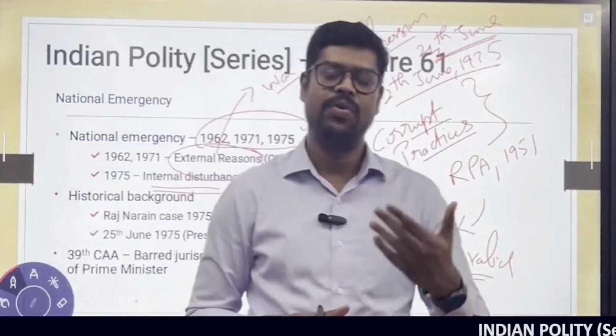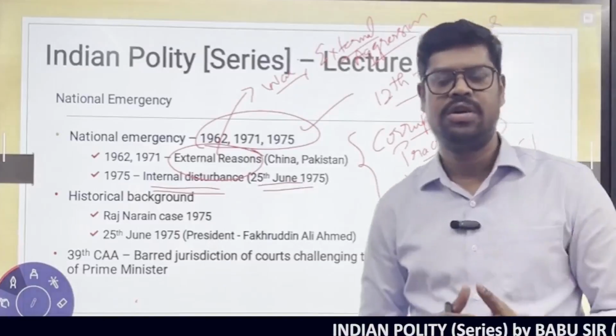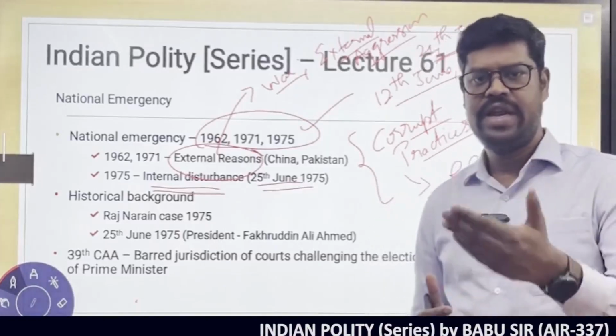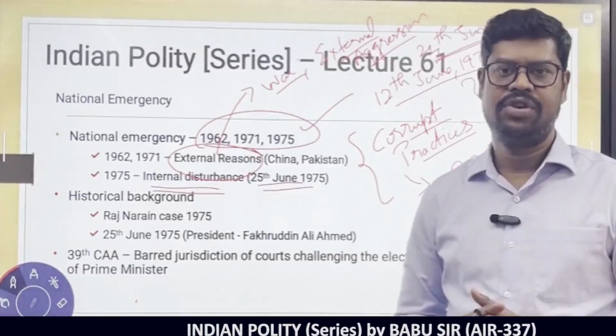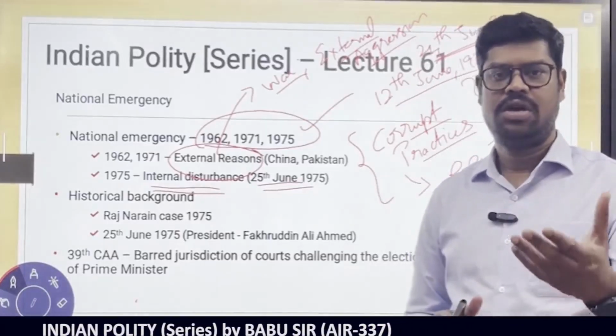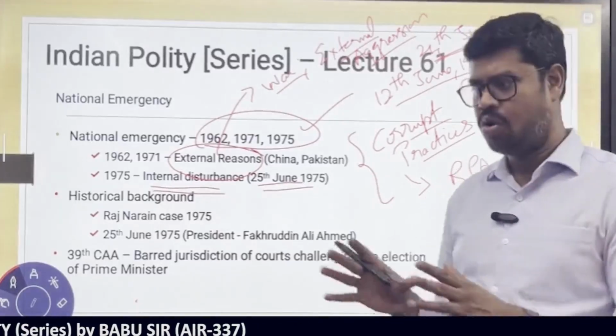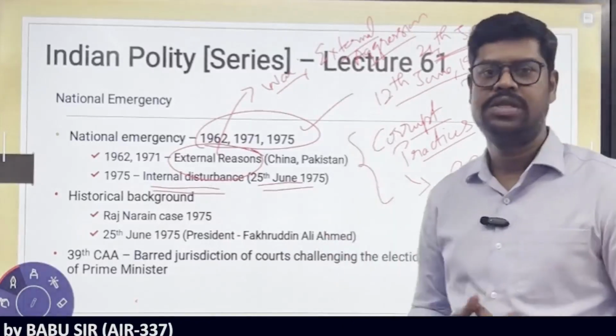So the Prime Minister advised the then President of India, Mr. Fakhruddin Ali Ahmed, to go for the third national emergency. On the very next day, on 25th June 1975, the national emergency was declared on the grounds of internal disturbance. And what is very important is that all these things are happening when the matter is already sub judice.